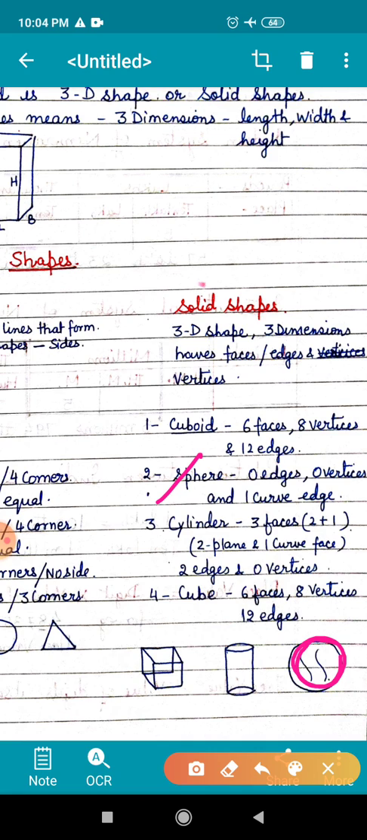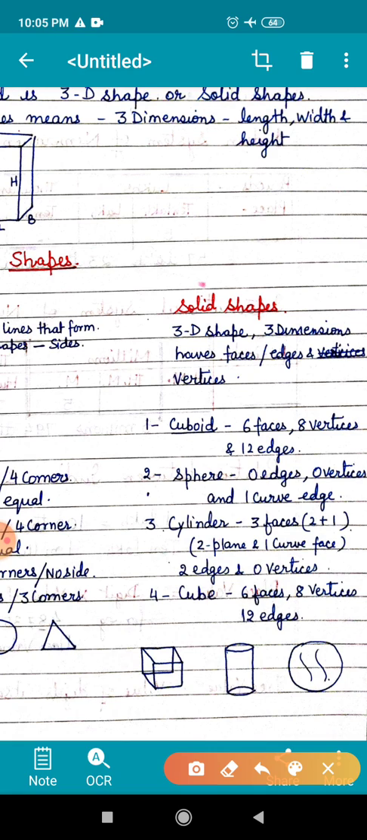Now the next solid shape is cylinder. It has 3 faces. 2 faces are plane face. These are plane face and one is curve face. Okay, and it has no vertices and it has 2 edges. Correct? And example of cylinder are tube light, your new pencil. These are the example of cylinder.